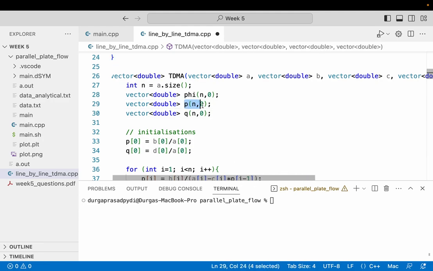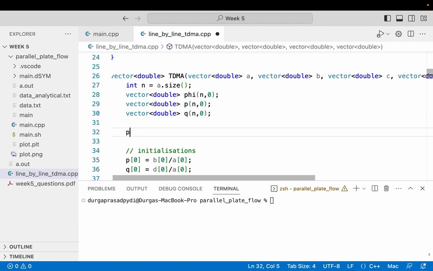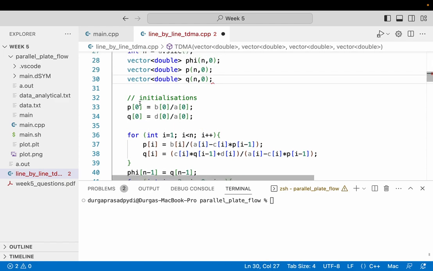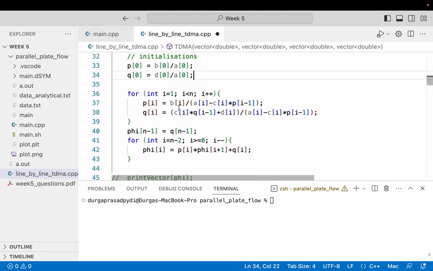I'm just declaring two variables, P and Q. Our original equation is Phi i equals P i times Phi i plus 1 plus Q i. For the initial value, P0 is equal to B by A, and Q0 is given by D by A. Then you just iterate from i equal to 1 to n. For i equal to 0, I have already given the initialization. So P i is given in terms of P i minus 1, and similarly Q i is given in terms of Q i minus 1.